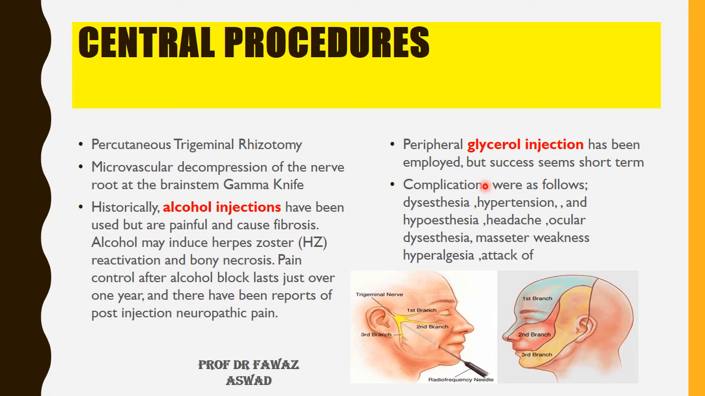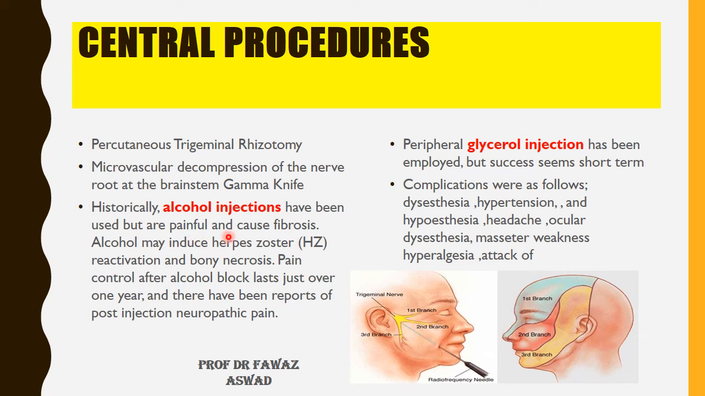Another way to treat is by alcohol injection. But this type of method is considered very powerful. Here we inject the alcohol into the trigeminal nerve, in the ganglia in this area. Sometimes it may be associated with fibrosis. Sometimes it may induce herpes zoster reactivation, and even bone necrosis has been demonstrated in specific, very rare cases.